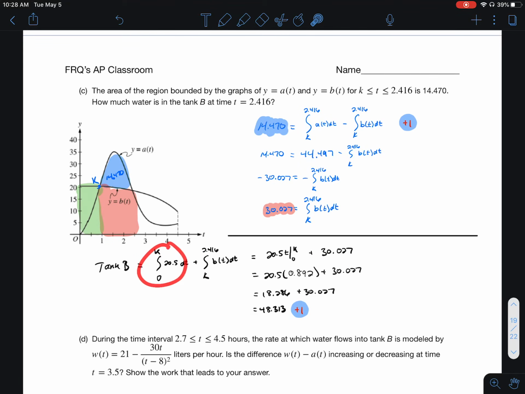If we integrate this, we're going to get 20.5 T, I should say. If you evaluate it from 0 to K, putting 0 into this is going to just cancel out, so I didn't even write it. If you put K into this, which is 0.892, you get 18.286. So this green area is 18.286. This red area is 30.027. Add those together, you get the area of tank B, the amount of water from here to here, is 48.313.